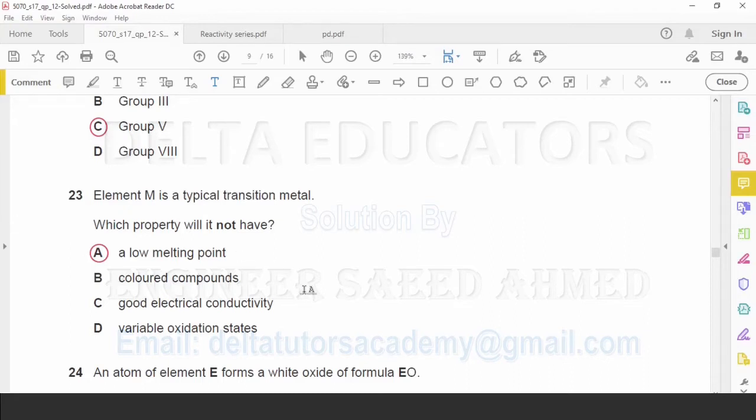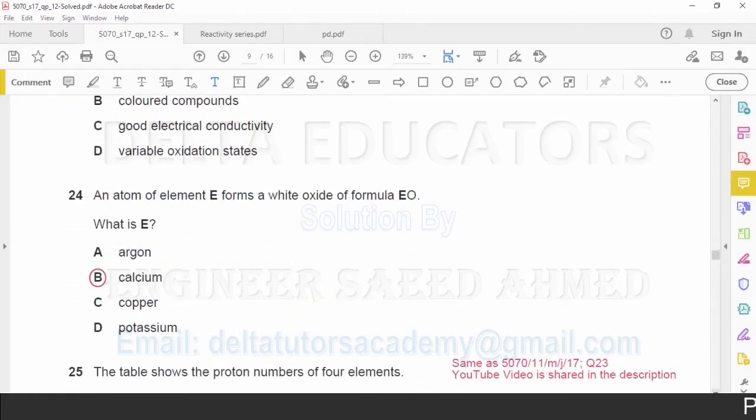What is given in the other options? Option B, colored compound. Yes, all the transition metals make colored compounds. Option C, good electrical conductivity. Yes, all the transition metals are good conductors of electricity. Option D, variable oxidation state. Yes, transition metals have variable oxidation state. So B, C, D, these properties are found in transition metals. The property that is given in option A is not found in the transition metals. So option A is the correct option.